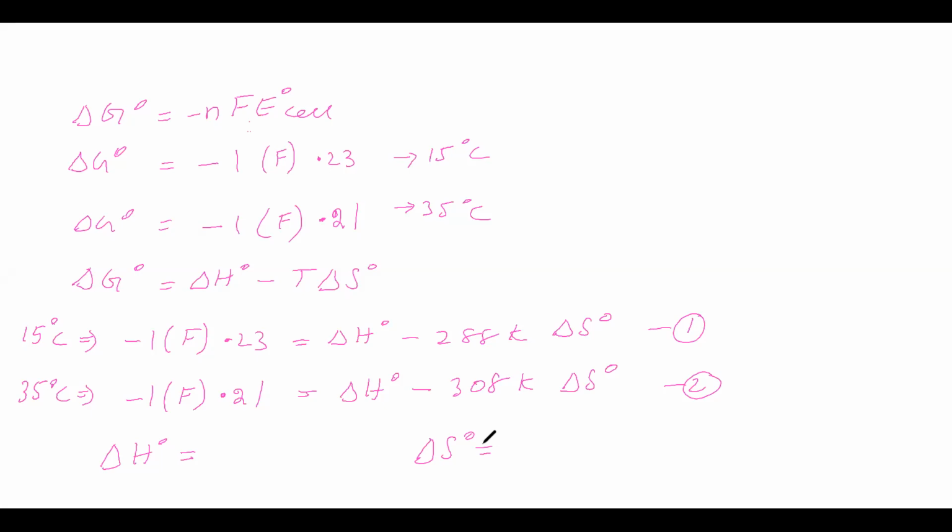Delta S naught is minus 96.5 joule. Delta H naught is 49.987 kilojoule. So we got both values, delta H naught and delta S naught. The second subdivision is completed. Let us go for the third subdivision.